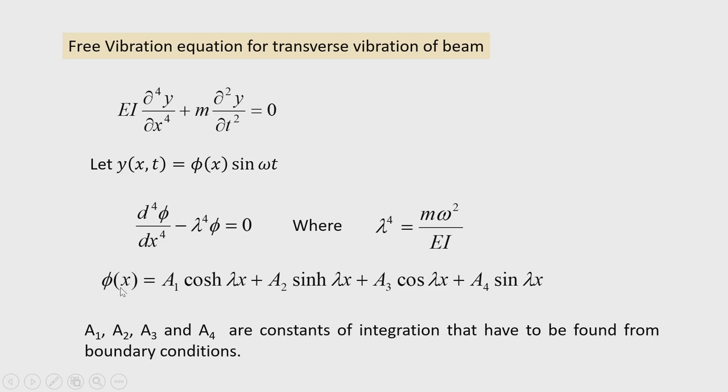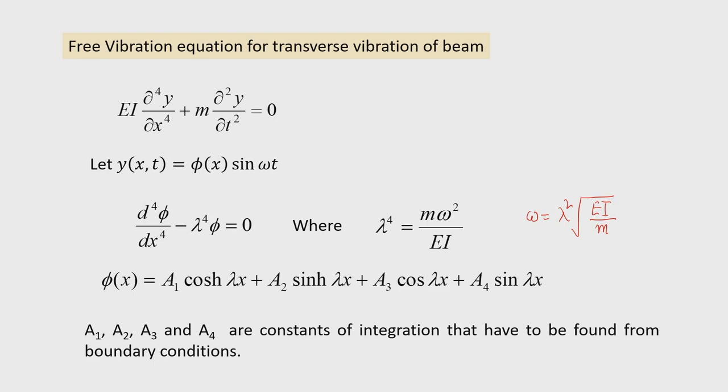So I am writing here the solution is phi x equal to a1 cosh lambda x plus a2 sinh lambda x plus a3 cos lambda x plus a4 sin lambda x. Now here you can see lambda is a frequency parameter. Once you obtain the lambda, then you can find omega, because omega is equal to lambda square root of EI by m. So once I know the lambda, omega can be found out.